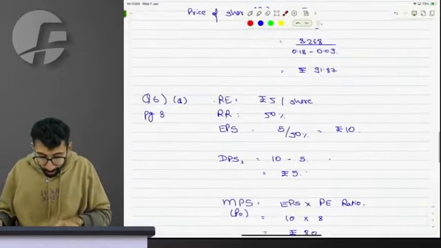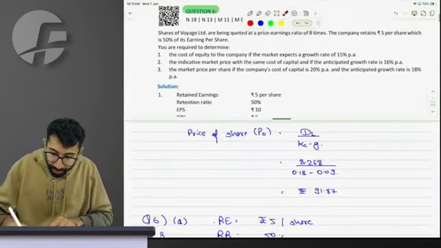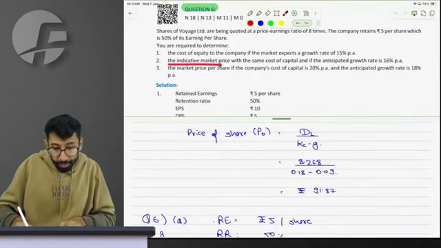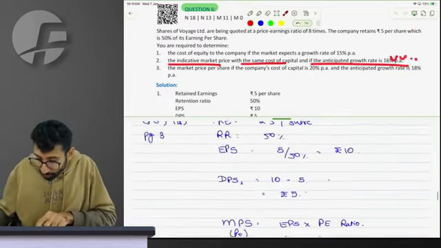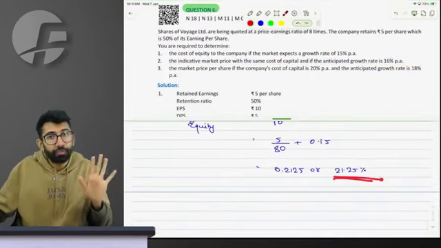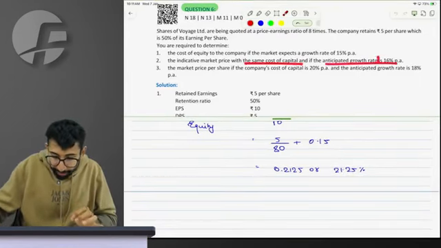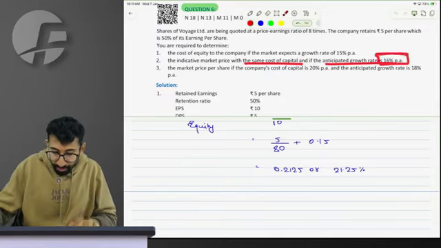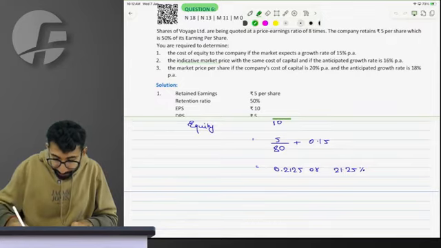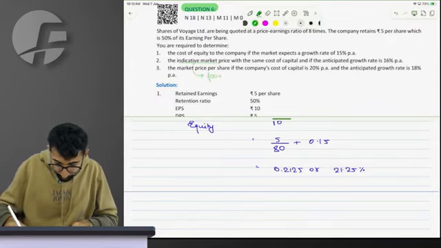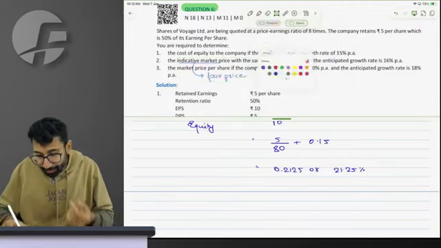Done. So part A of the question gets done. What about part B? The second part of the question says you have to calculate the indicative market price with the same cost of capital, and the growth rate is 16%. Sir, cost of capital you just calculated is 21.25. Let's assume the same cost of capital, cost of equity. Perfect. Growth rate changed to 16%. Calculate the indicative market price, meaning to say calculate the fair price.